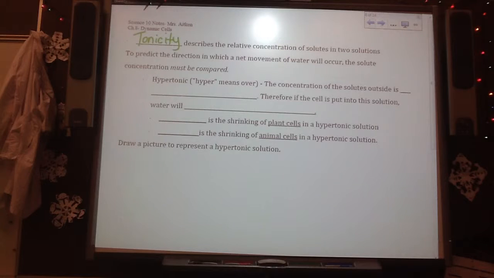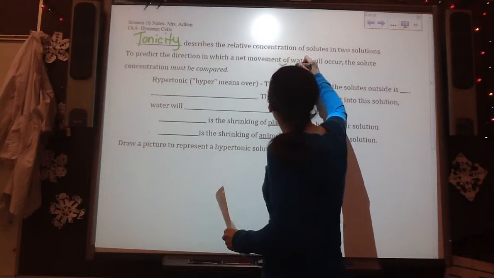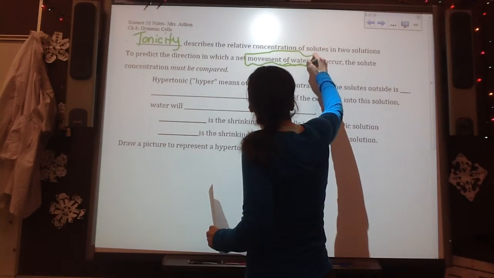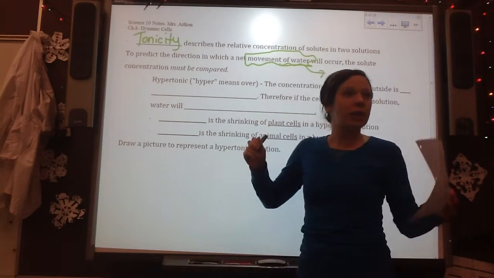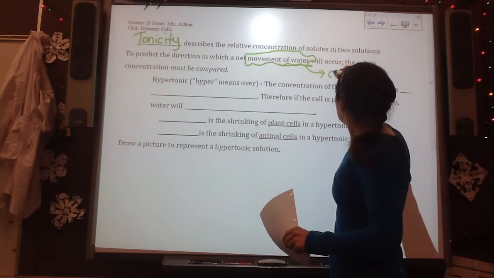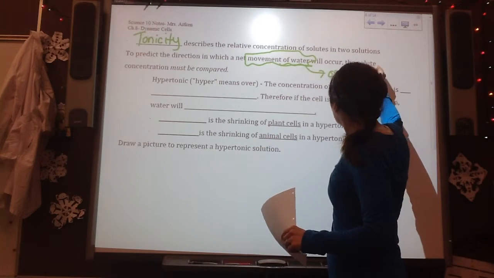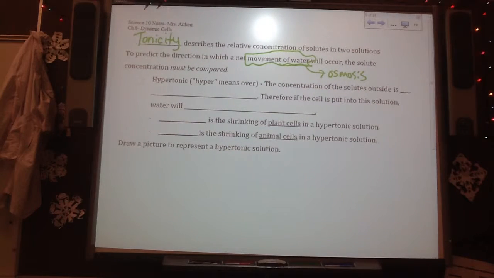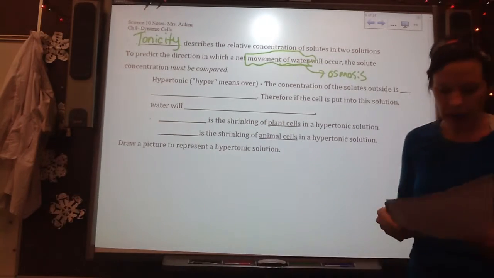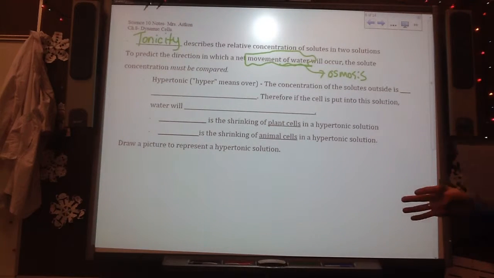To predict the direction in which a net movement of water will occur, the solution concentrations must be compared. So when water is diffusing, what are we still talking about? Specifically the movement of water. Osmosis, yeah. Okay, so just a reminder, we're specifically talking about osmosis, on which I saw in your lab reports you accurately said that that was diffusion, right? Because that was the movement of iodine, we could tell specifically.